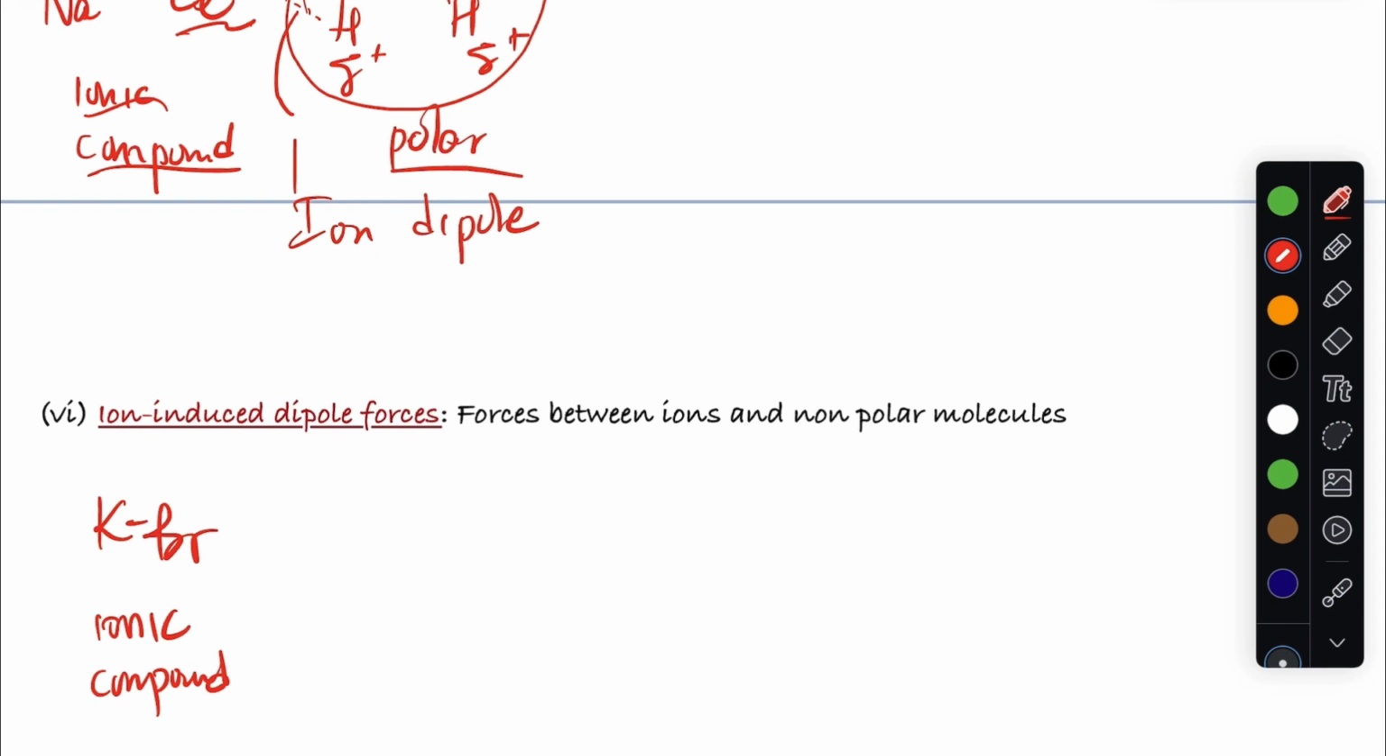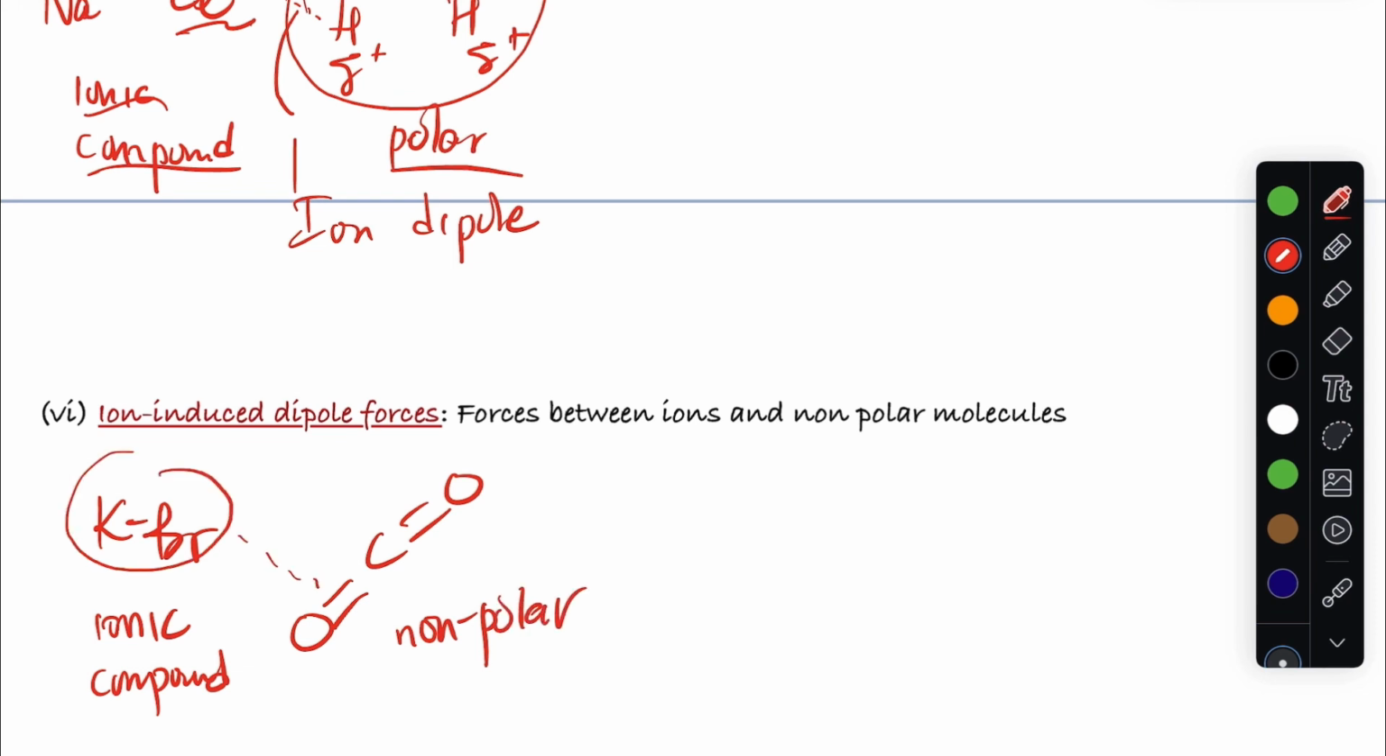So we have the nonpolar. Let's say the nonpolar in this case is carbon dioxide. So this ion will make the carbon dioxide, which is nonpolar, polar. This ion will be attracted to this nonpolar, and so this ionic compound will make this nonpolar polar. The word induces means it makes it polar.